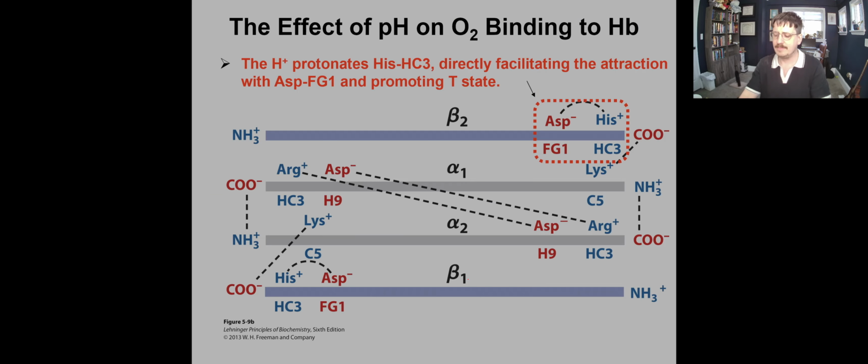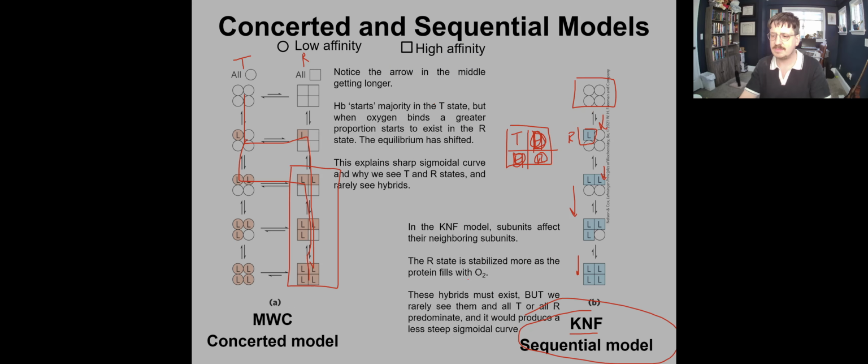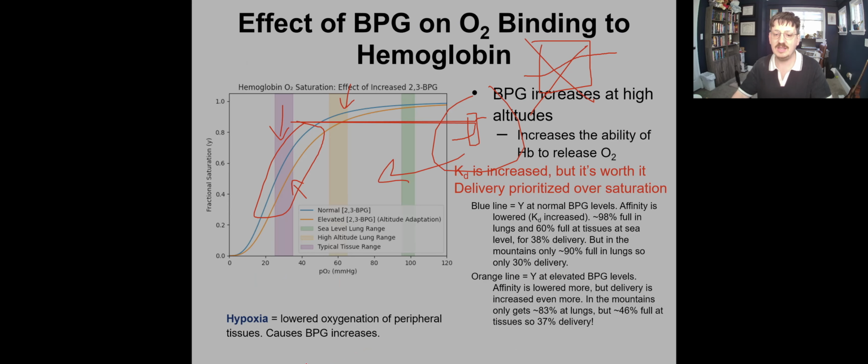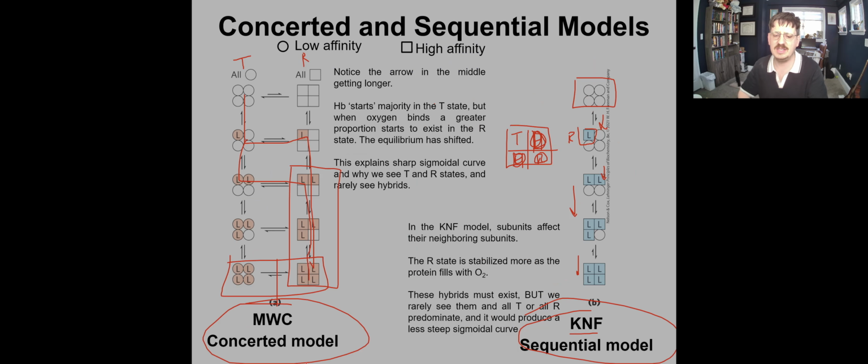So it is a little bit of both, and we could do a whole lecture about this, but I'm just doing a summary. It is a little bit of both, but it's more the concerted model, and we say that because we see these two a lot more, and we also see the steep change in the slope, which favors the concerted model.